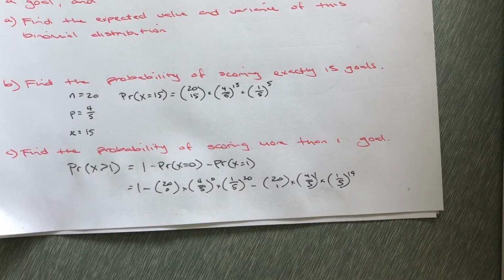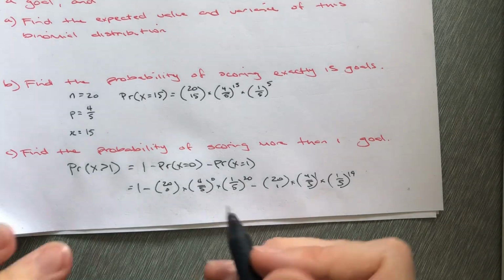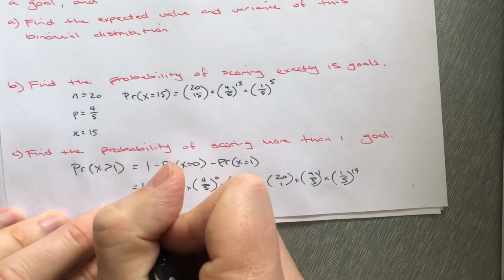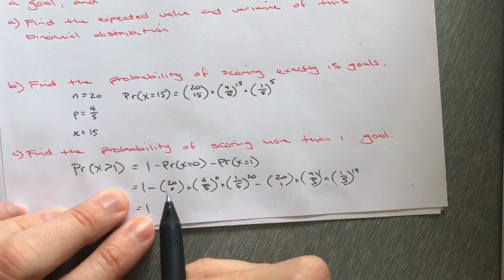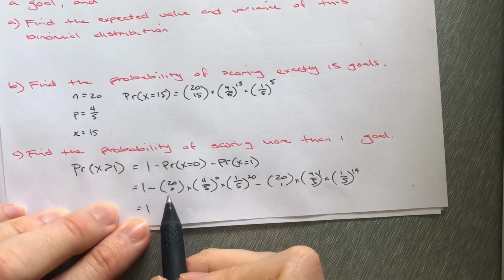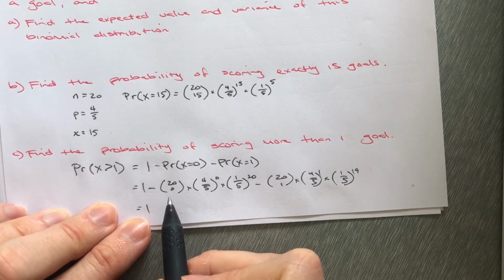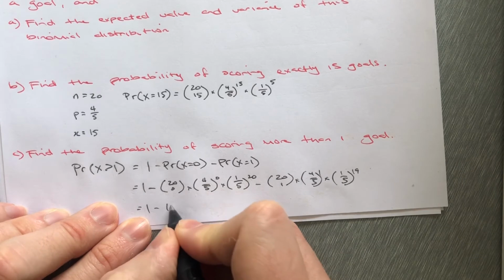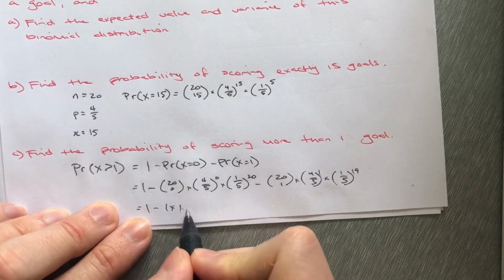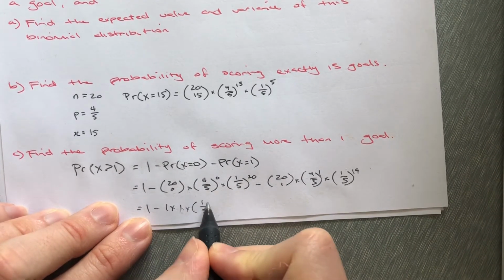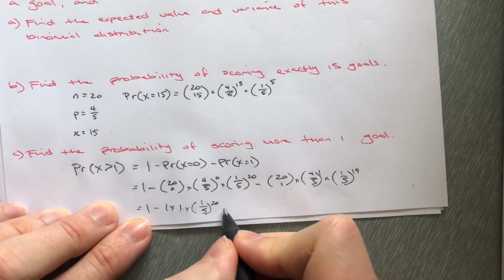You can enter this into your CAS, but these two things here are some of the ones that we can do reasonably quickly. So I'm going to do those ones now just so you can see. Alright, now 20 choose 0. There's only one way you can choose 0, so that's a 1. Anything to the power of 0 is 1. And then we've got 1/5 to the power of 20.